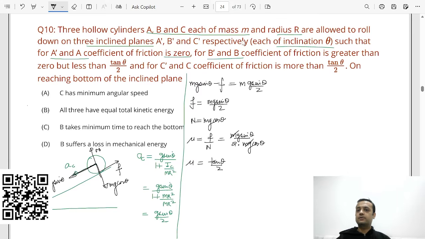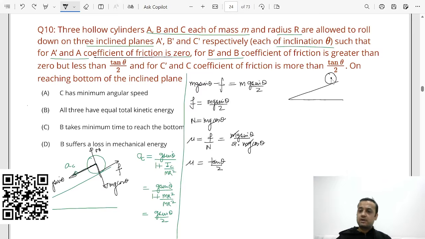Okay, now let's go back to the data again. In the first case, the coefficient of friction is 0. That means there is no friction. What does this mean, guys? If there is no friction, there can be no torque about the center of mass. See, mg cos theta, mg sin theta, and normal reaction, all of them pass through the center of mass, which means there is no torque, and hence there will be no alpha, which means the body cannot rotate, because if there is no alpha, then rotation will not even happen. So the body will come down directly, without any rotation.